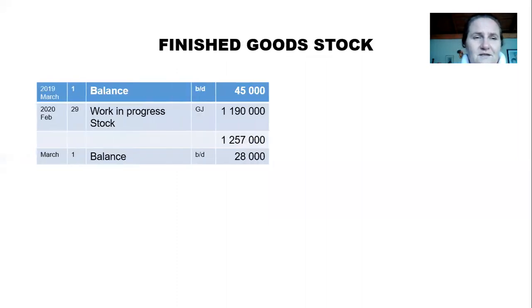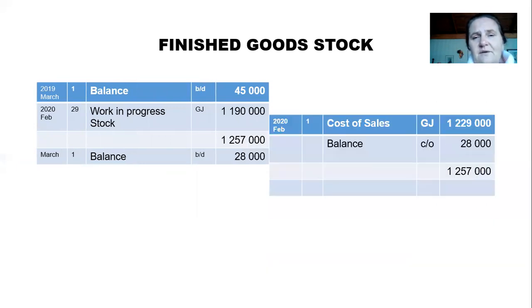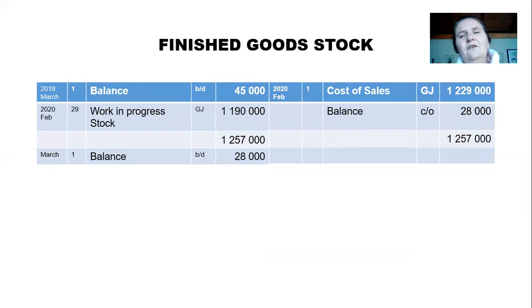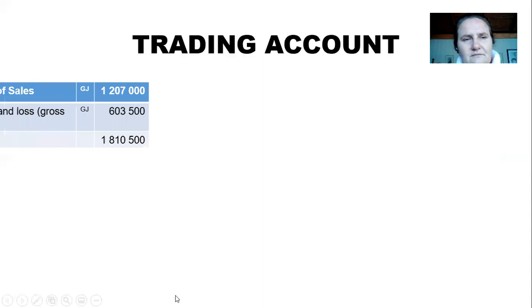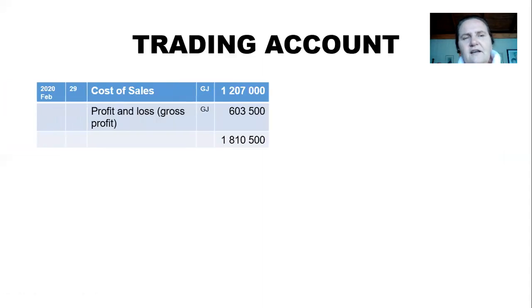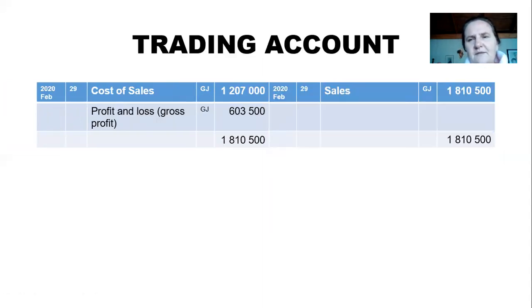Finished goods stock. So finished goods stock, we've got my opening stock, or the opening balance, and my work in progress stock that we just calculated, and we're going to close it off to cost of sales. Right. If I have got goods returned, you can also have cost of sales on the other side, but it's highly unlikely. Trading account. So in trading account, I'm going to have my sales, and I'm going to have the cost of sales that I just calculated.